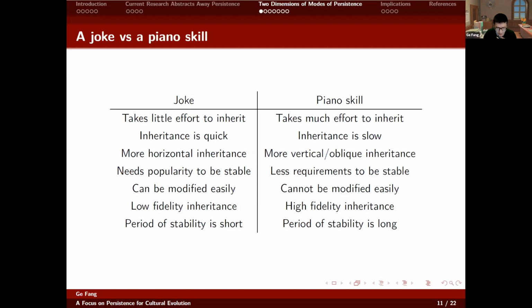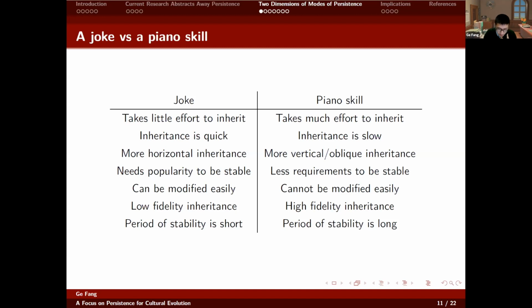A joke takes very, very little effort to learn. Just by listening to the joke and rehearsing it in your mind, you have already inherited the joke. But to inherit a piano skill, it takes much more effort. We need to practice a motor sequence repetitively over a really, really long time. The former probably takes 10 minutes, whereas the latter can take as long as 10 years.